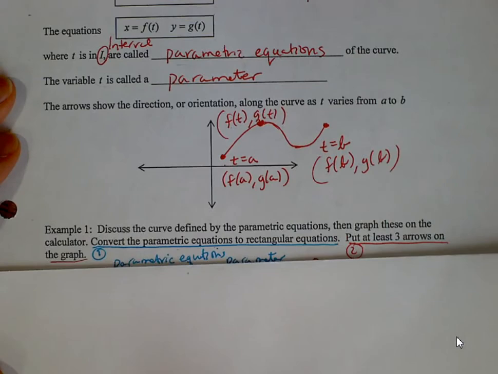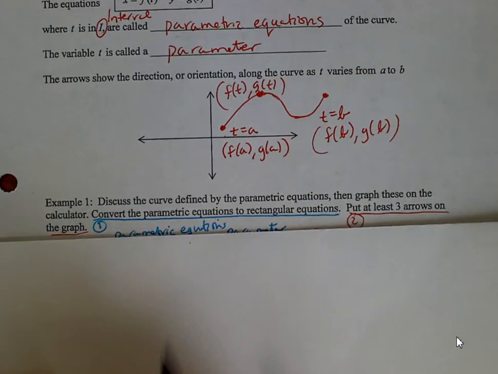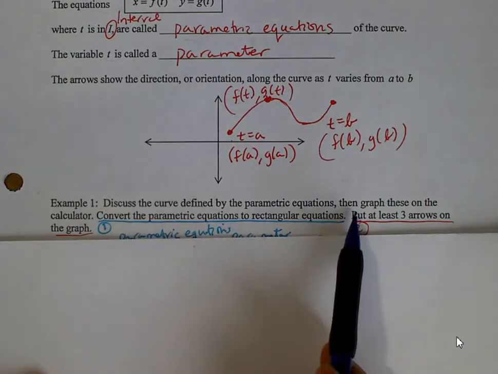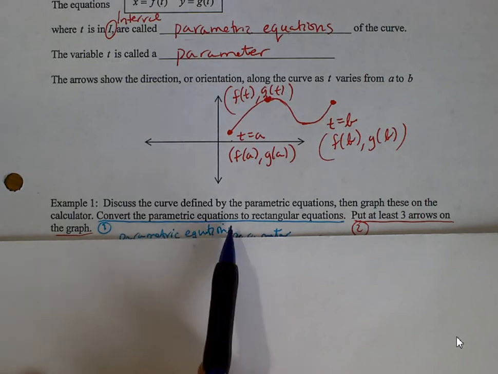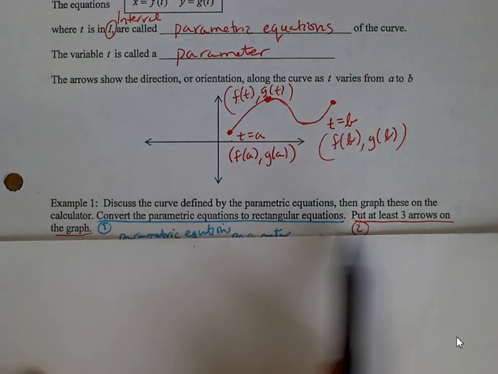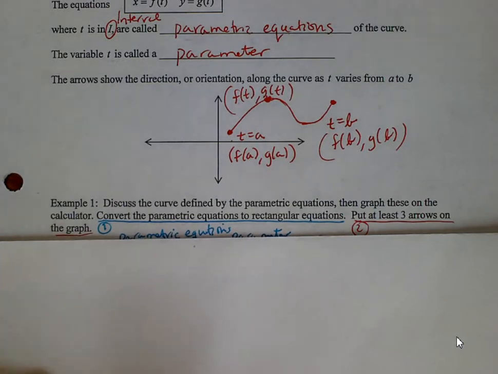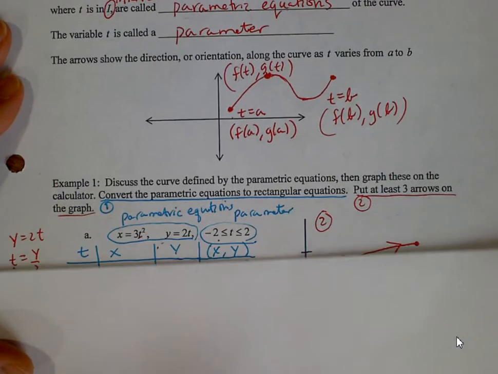Here's our first example. Discuss the curve defined by the parametric equations, then graph these on the calculator. Convert the parametric equations to rectangular equations, and then you want to put at least 3 arrows on the graph. Okay, so I'm going to show you the whole solution, and then I'll go through each part of those.